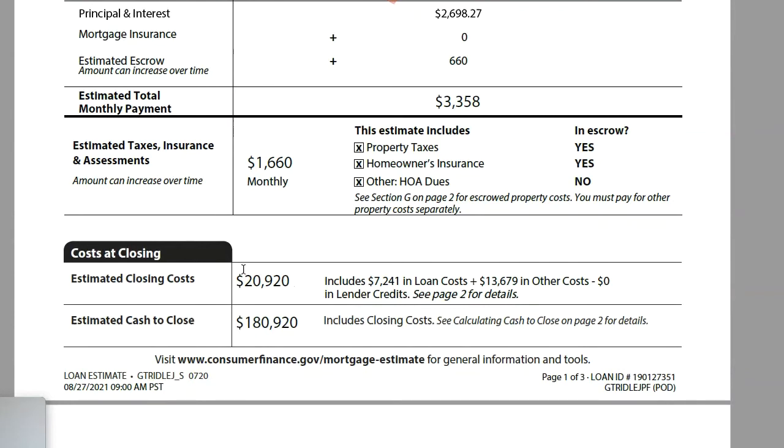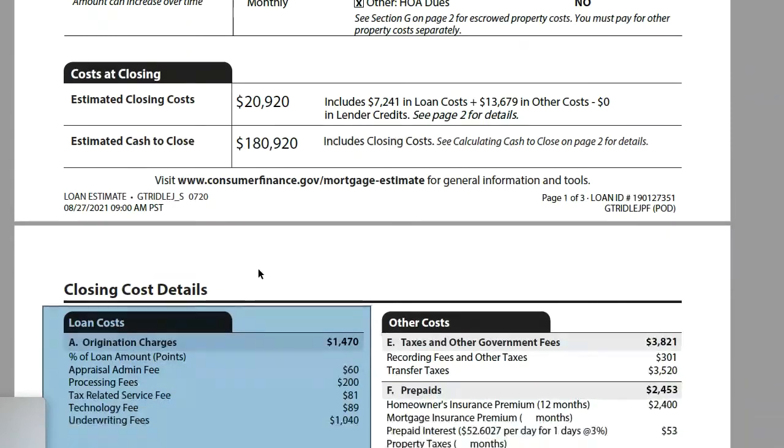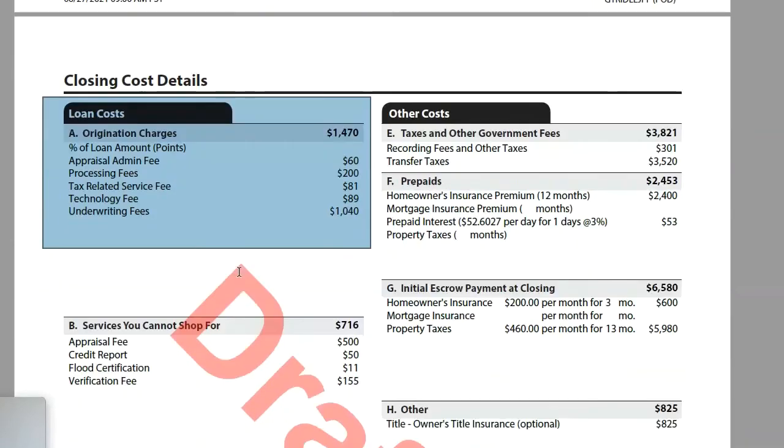And this is the number that can be manipulated here, because while you see $20,920 here, the majority of this is actually estimated costs. So that means this number is not the one you're looking at when you're comparing lenders. The number you actually want to look at when you're comparing lenders is this box A here, which is the origination charges. These origination charges are the only cost that the lender has any control over.